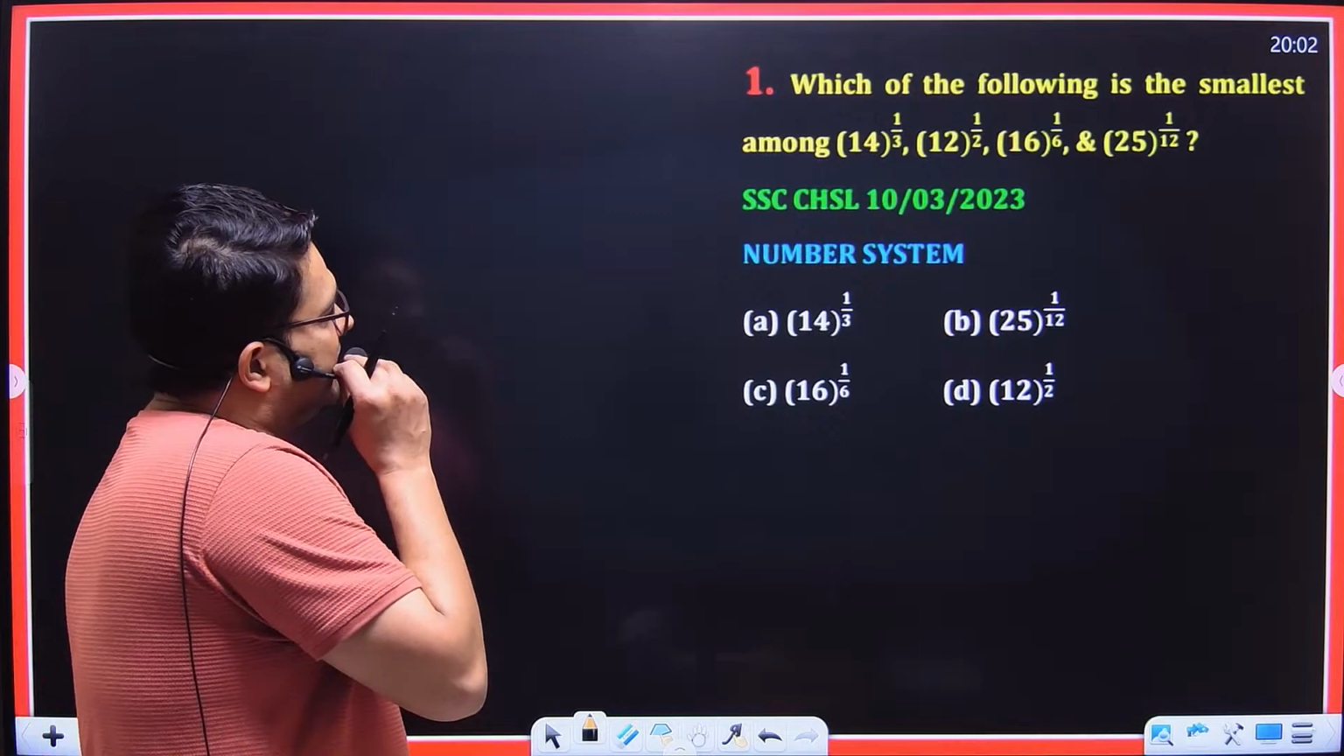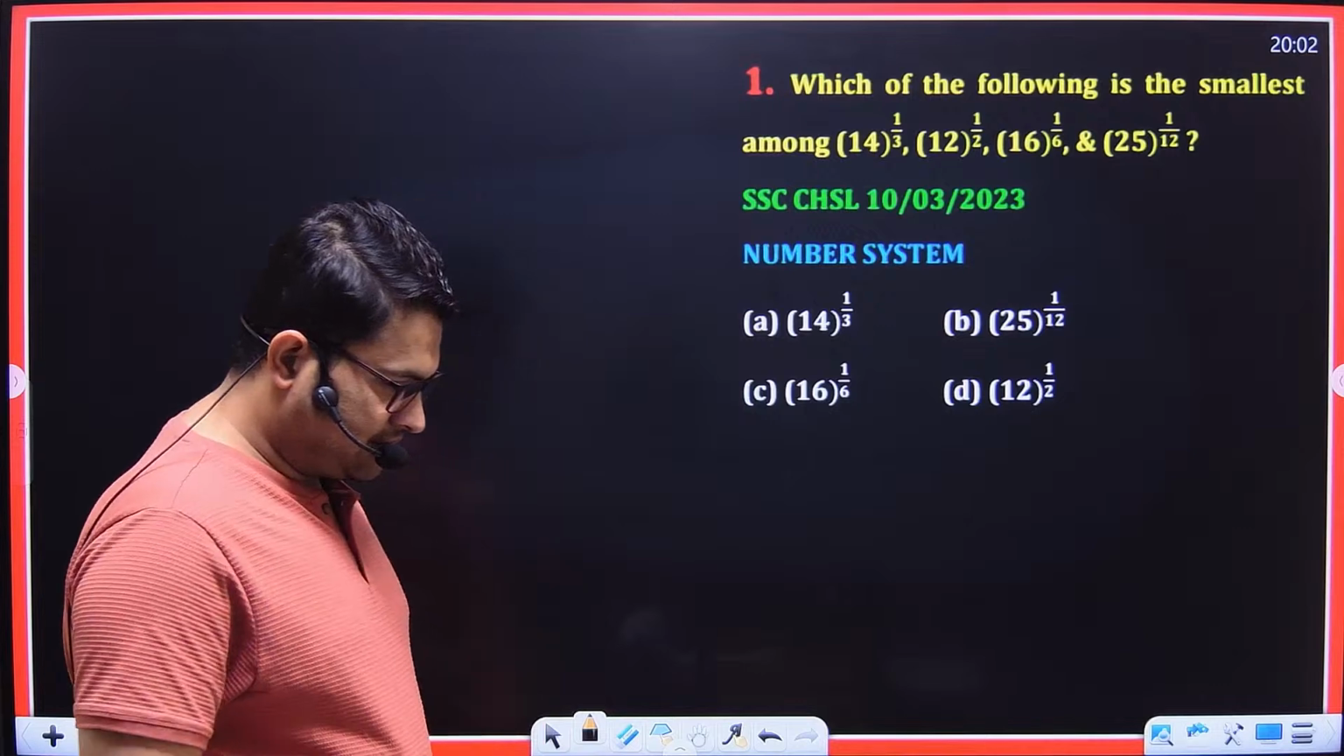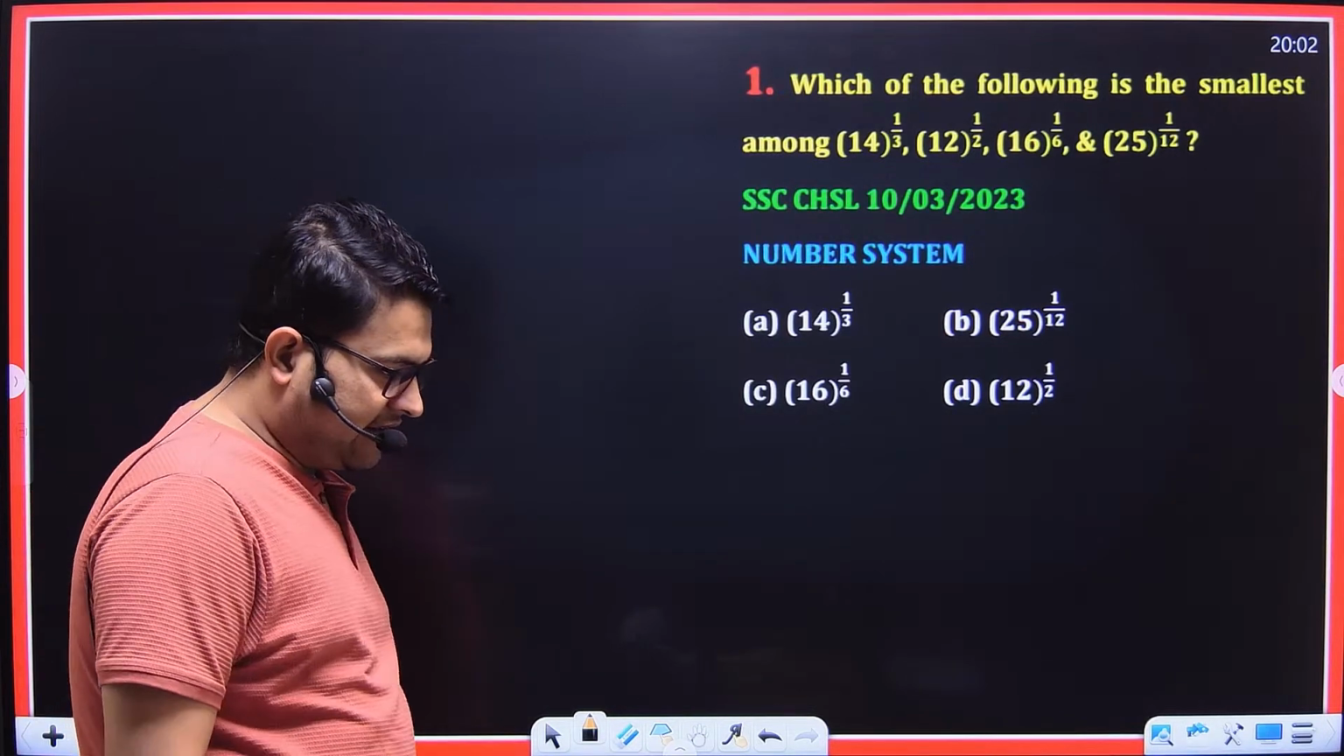This question was asked in CHSL on 10th of March 2023. All of you are requested to solve it.